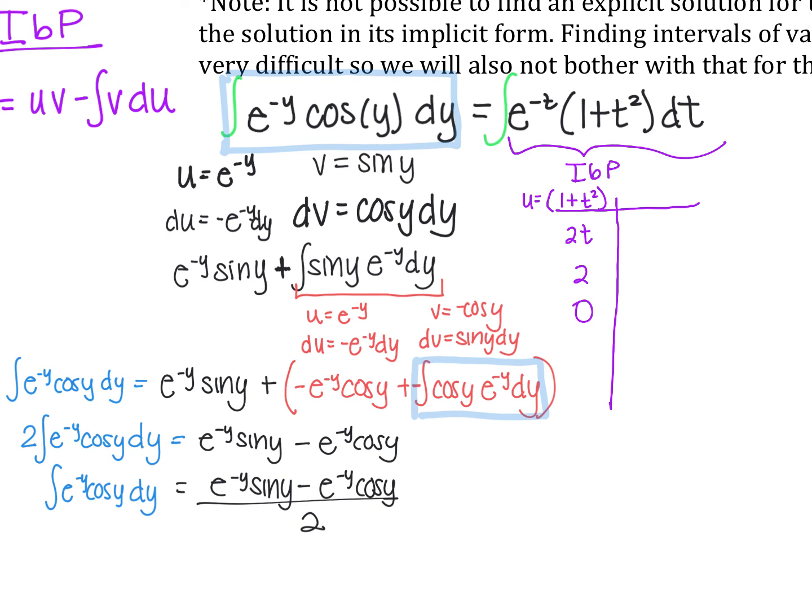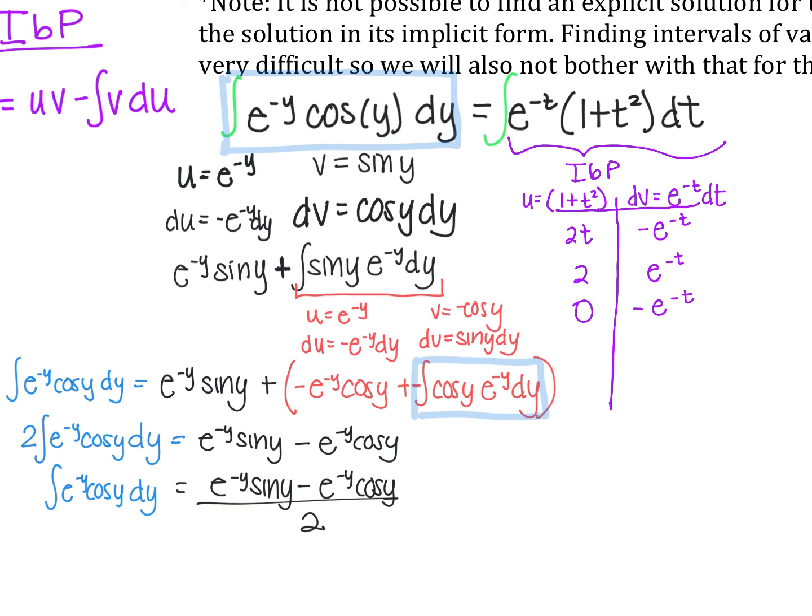And then I'm going to take dv, which would be e to the negative t dt, and I'm going to anti-differentiate it until I get to the 0 part of my table for my derivative. So the antiderivative of e to the negative t is negative e to the negative t. The antiderivative of that is positive e to the negative t. The antiderivative of that is negative e to the negative t. Do you remember doing this? Yeah, it's been a while. This is a lot easier than the other one. Maybe.